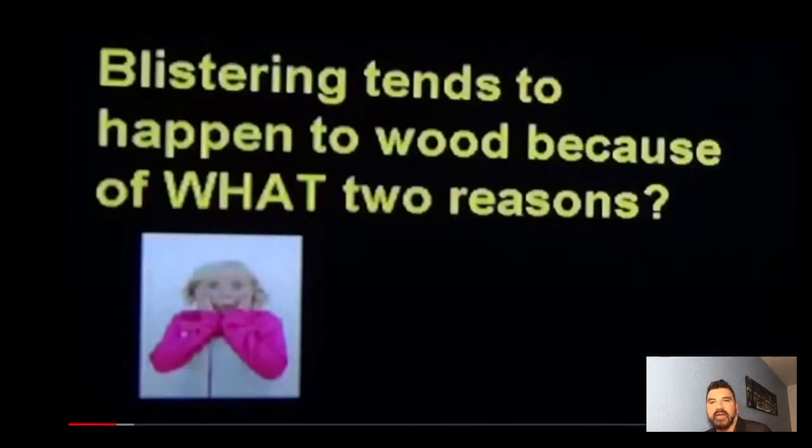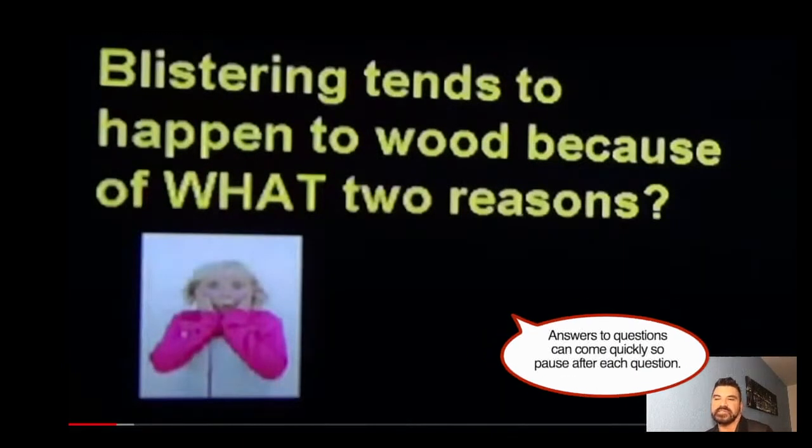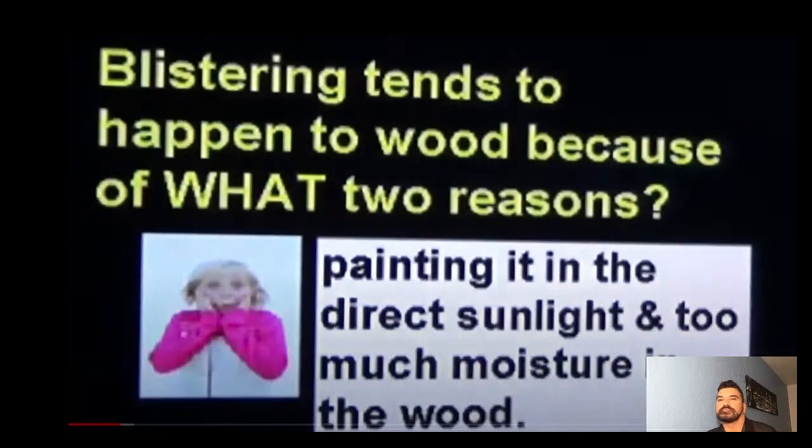So blistering tends to happen to wood because of what two reasons? This comes from the exterior portion of the program. The optimal answer is painting whatever that surface is in the direct sunlight, and too much moisture in the wood. You never want to paint or stain wood if it's still damp or if it rained recently and was exposed to the elements. Of course, doing it in the direct sunlight is also not an optimal situation.